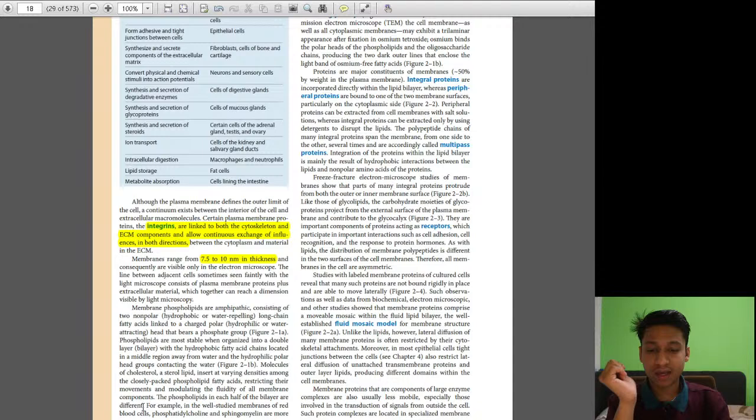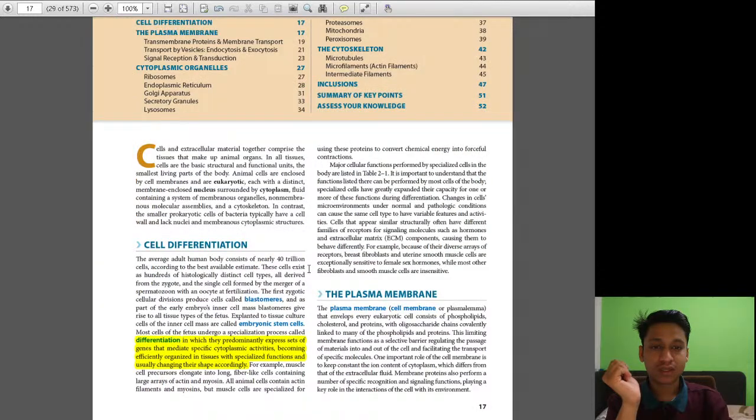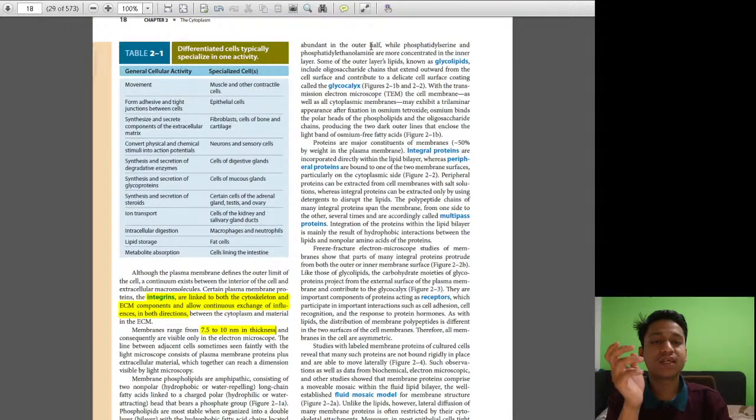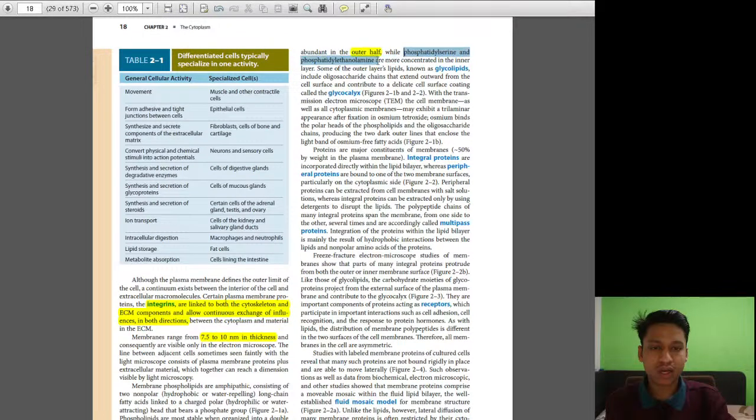For example, the well-studied membrane of the red blood cell: phosphatidylcholine and sphingomyelin are more abundant in the outer half, while phosphatidylserine is more abundant in the inner half. Highlight the other two. Very complicated names though.